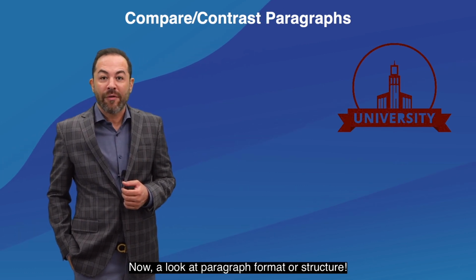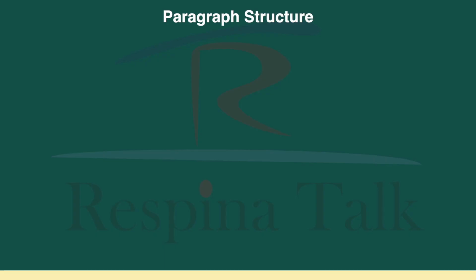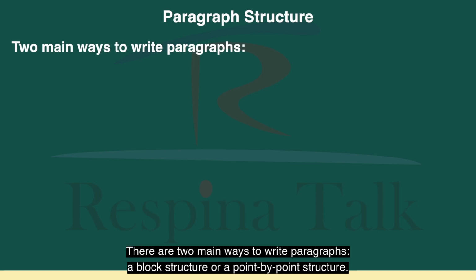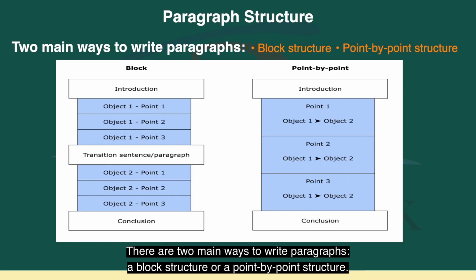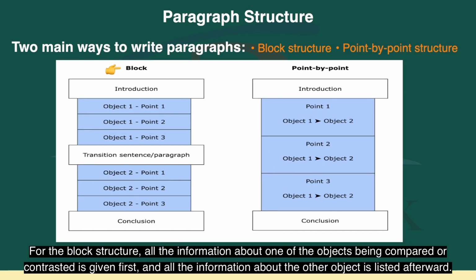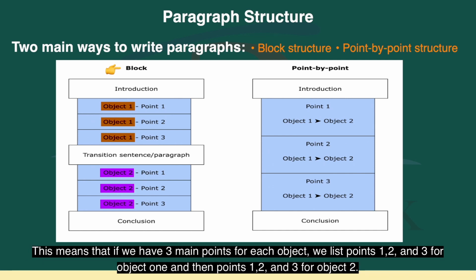Now, a look at paragraph format or structure. There are two main ways to write paragraphs: a block structure or a point-by-point structure. For the block structure, all the information about one of the objects being compared or contrasted is given first, and all the information about the other object is listed afterwards. This means that if we have three main points for each object, we list points 1, 2, and 3 for object 1, and then points 1, 2, and 3 for object 2.